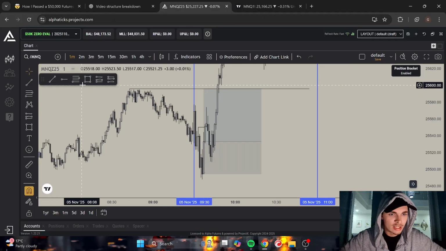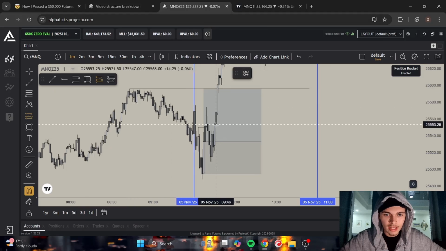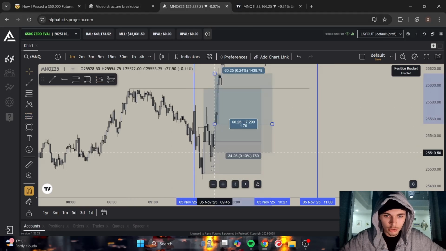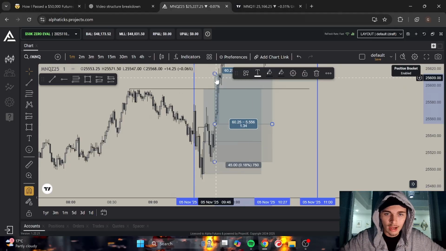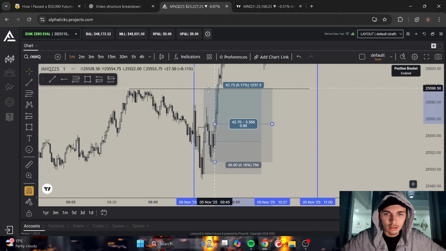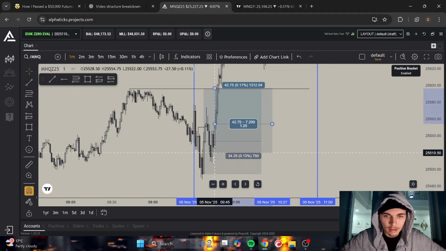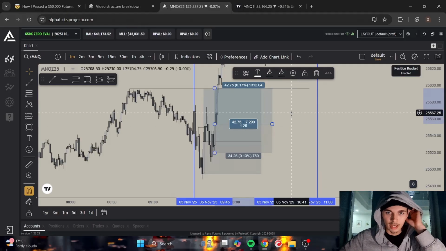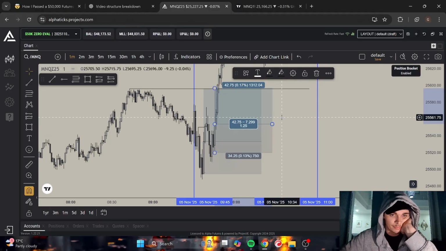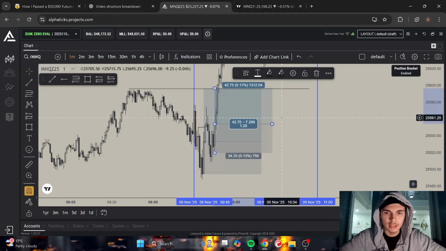But there was a second entry offered here, which was arguably even better than the first one. And for some reason, I didn't take it, which is obviously a big error on my half. This is what I mean. It was such a good week. I made $3,000 on the Eval this week. Obviously, passed it from literally just Tuesday, Wednesday, and Thursday. But it could have been so much better.